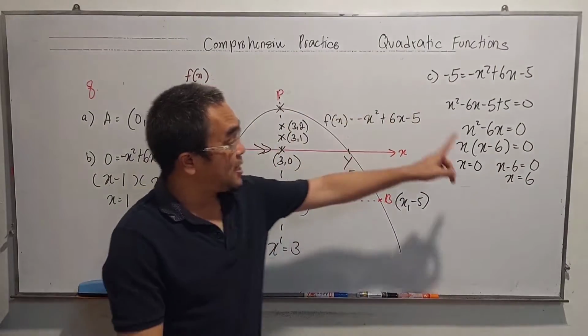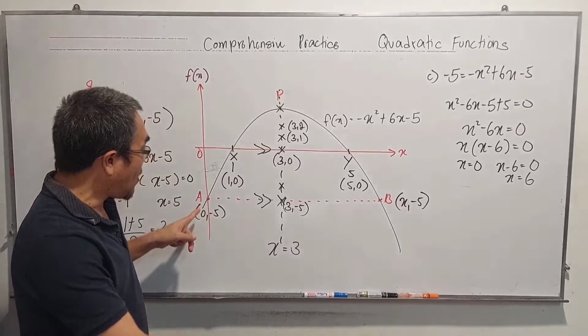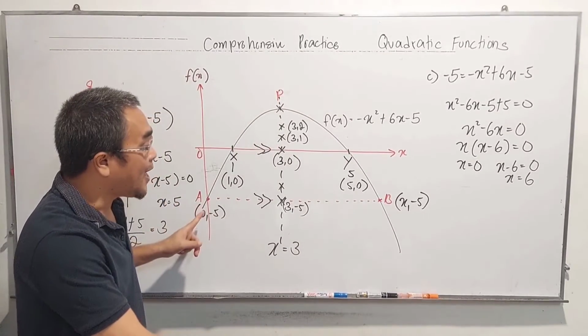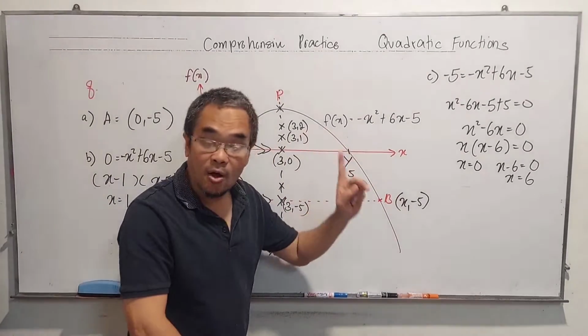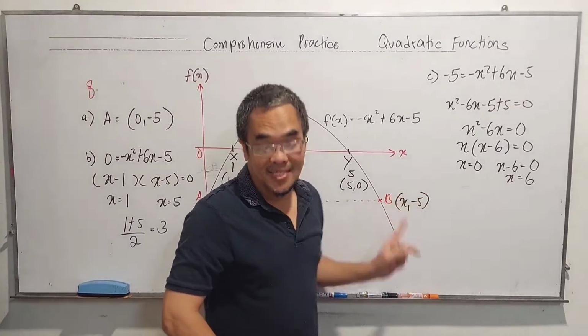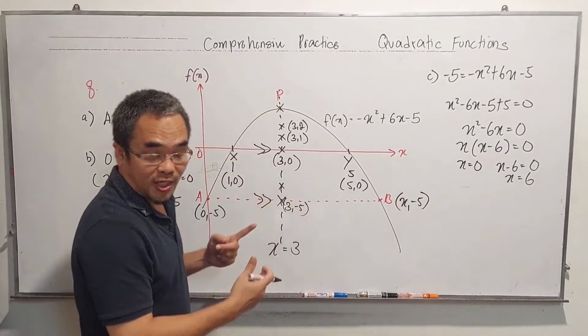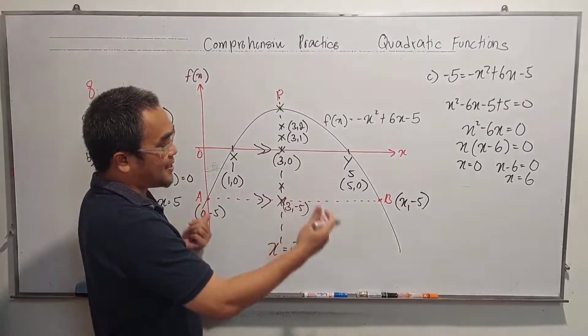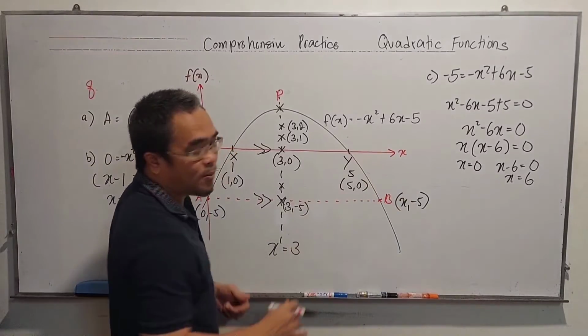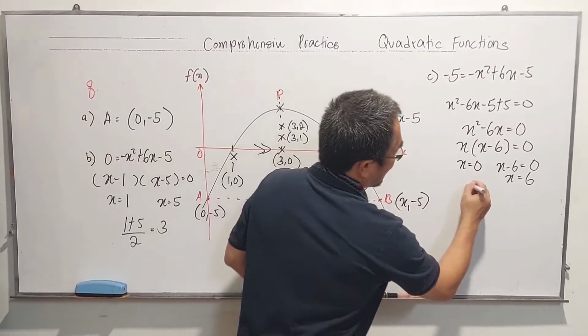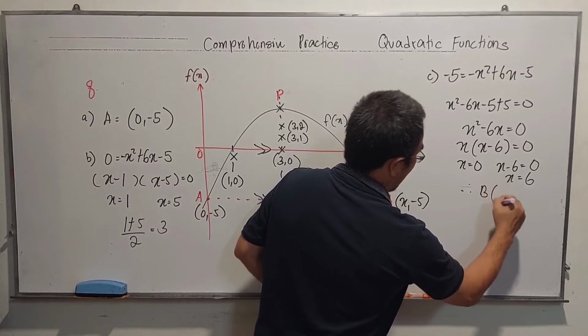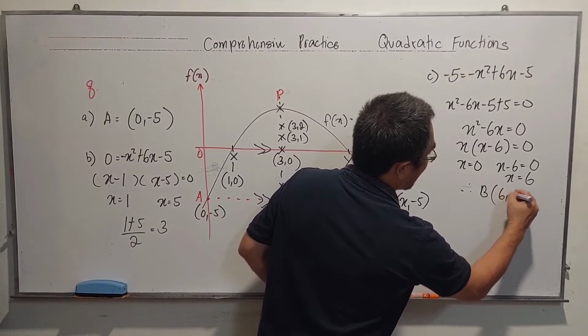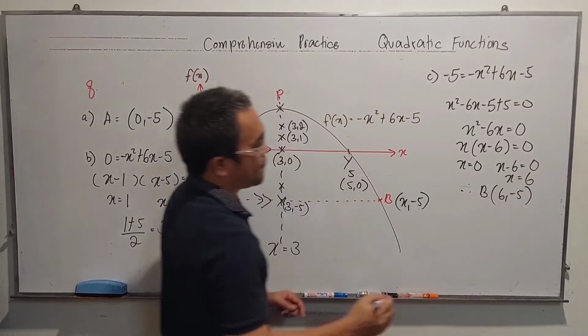So x equals 0 is actually the x-coordinate for A. So the x-coordinate for B will be 6. Use your logic: the lesser one will be on the left, the larger one will be on the right. Therefore B is (6, -5).